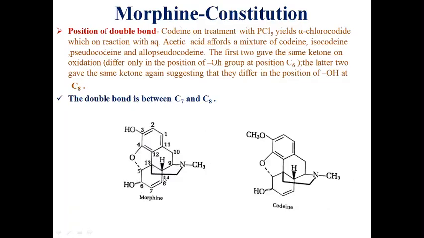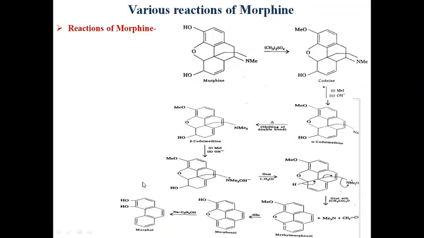So the structure of morphine, as you can see: the phenolic group at position 3, this is the phenanthrene nucleus, ether linkage between C4 and C5, there is one hydroxyl group at position C6, the double bond is present between C7 and C8, and the nitrogen chain is joined at position 9 and 13. So this is the structure of codeine. The only difference is the presence of a methoxy group instead of the phenolic group.